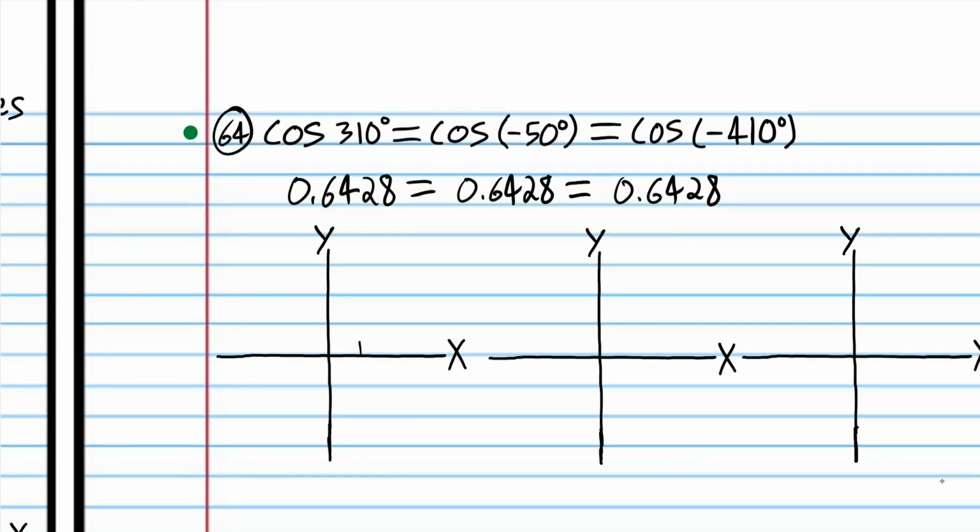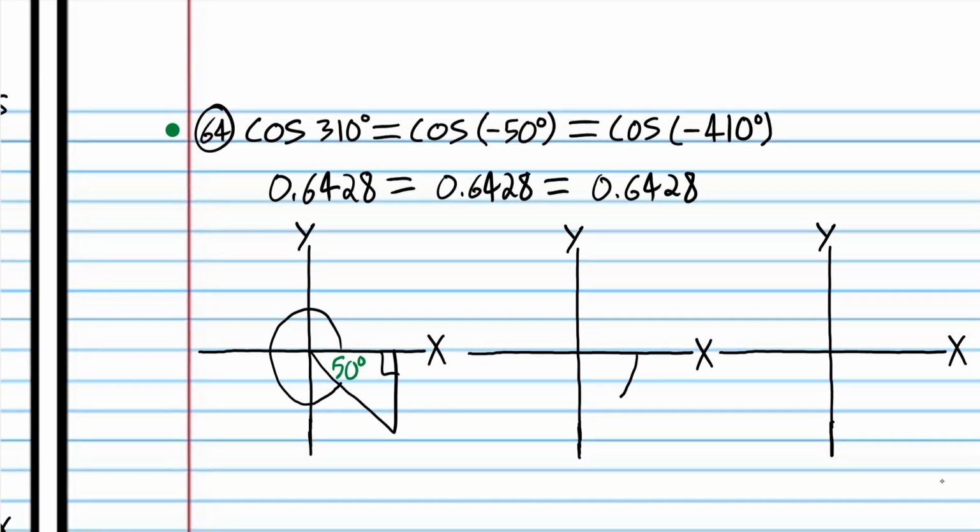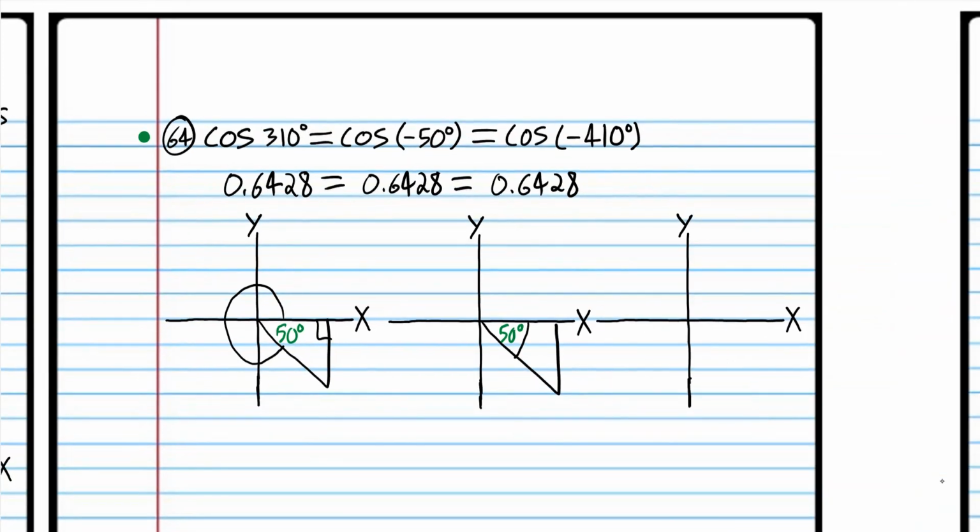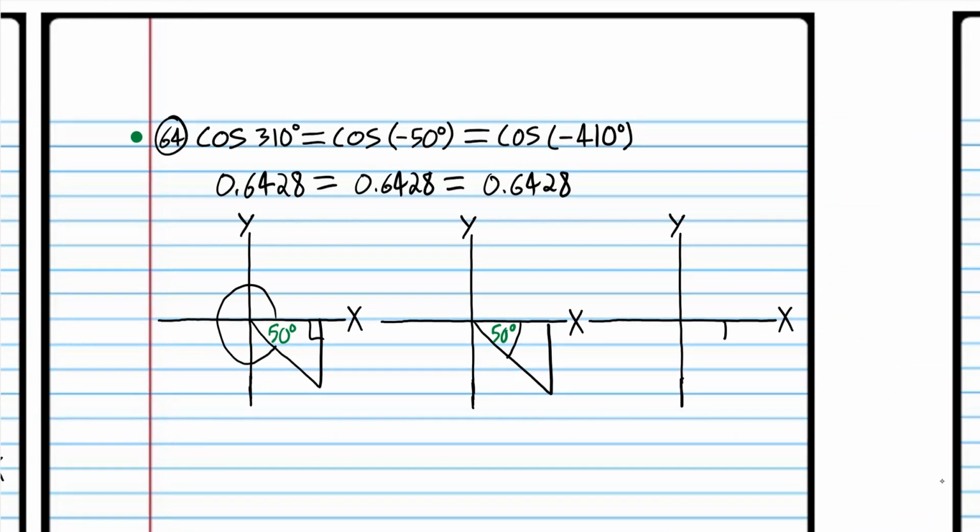So let's see why that is. 310 degrees would be somewhere around here. And the reference angle is 50 degrees. Cosine negative 50, obviously the reference angle is 50 degrees. And cosine negative 410, we're rotating clockwise, so 180, 270, 360, and then 50 more degrees. And we can see that the reference angle is the same again.